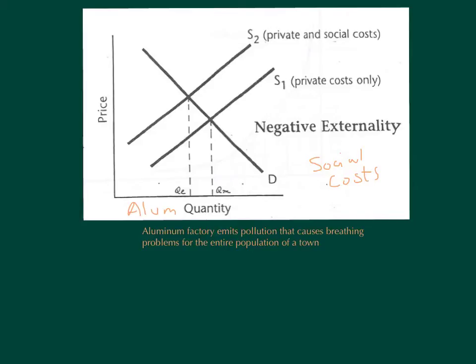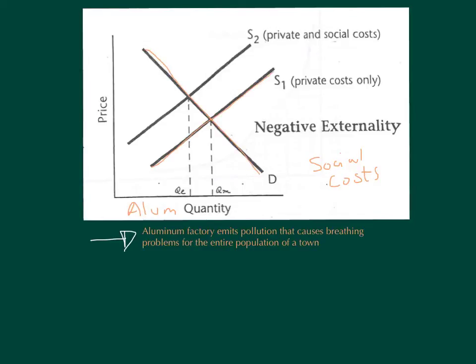Let's say, for example, that an aluminum factory emits pollution that causes breathing problems for the entire population. Well, whether you're a buyer of the aluminum or a seller of the aluminum, doesn't matter. What really matters is factoring in what's called these social costs, because there are costs to people who are not buyers and sellers of the aluminum factory. Okay? So, if we were to graph this, we'd put our demand curve, our downward sloping curve, and our upward sloping supply curve, the S1. So we have our D and our S1.